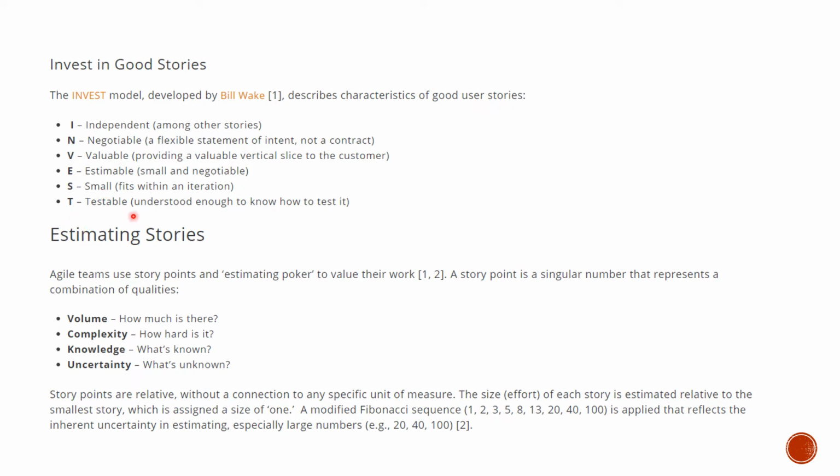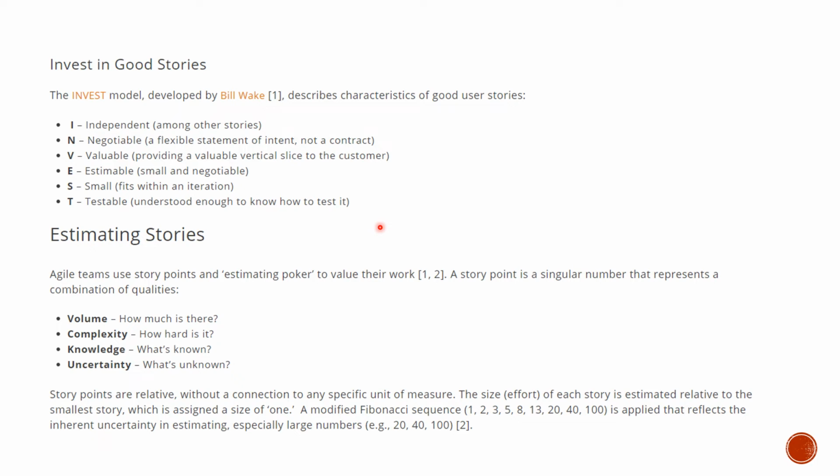T is for testable, right? Understood enough to know how to test it. That is about the third C, the confirmation, right? You should have an acceptance criteria. So if you follow the INVEST principle and the 3C principle, you will get to a good story for sure. You can use both, you can use a combination of it. It's very, very important, right?